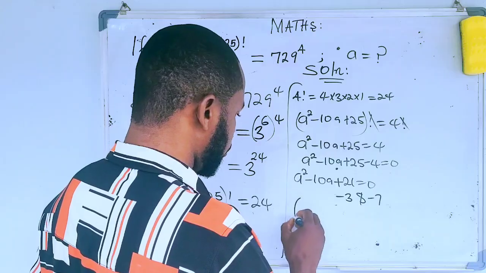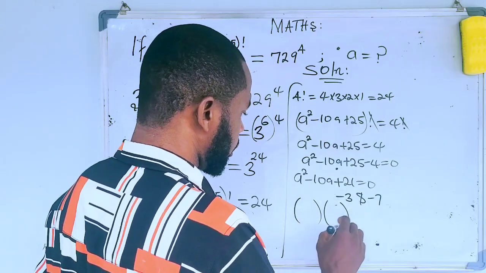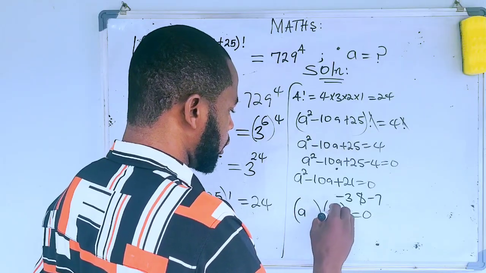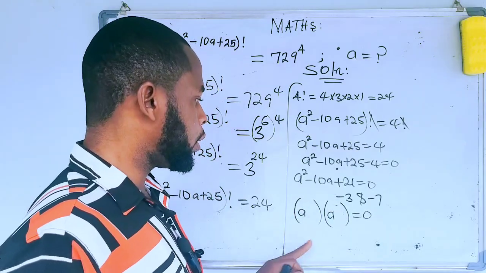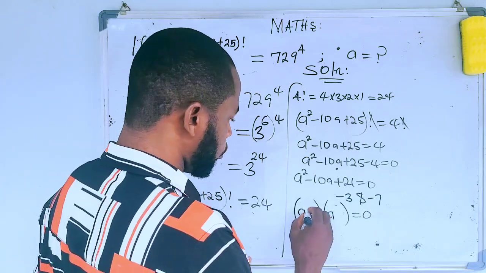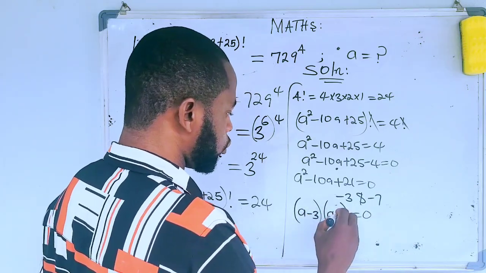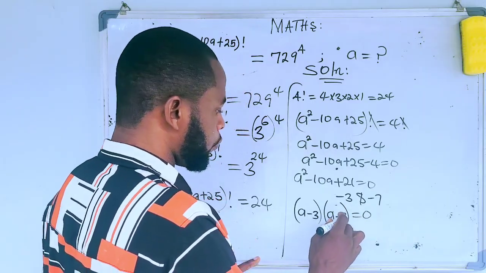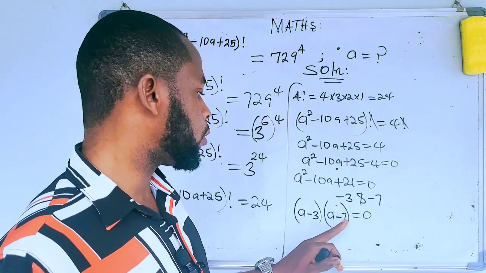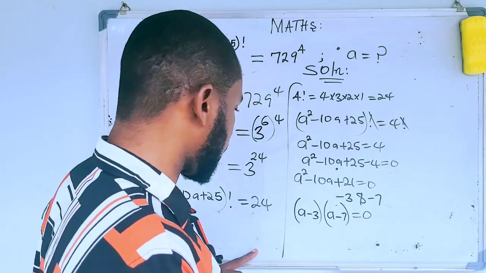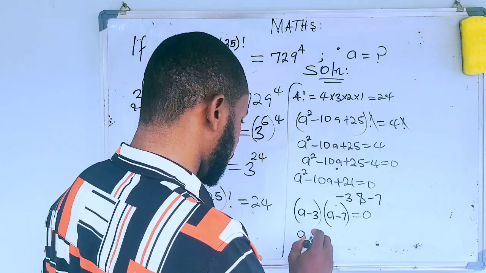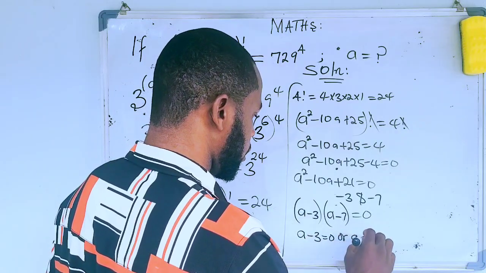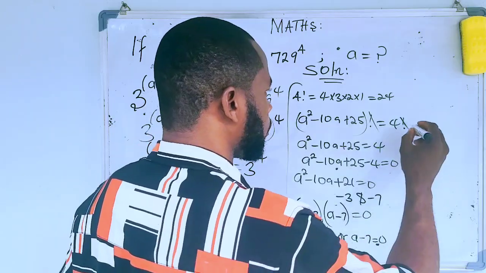Then open two brackets like this, equate it to 0. This is a square. Insert one a here and insert another one here. Then introduce each of these factors into each bracket. You can put minus 3 here, and you can put minus 7 here. Then it is either this equals 0 or this equals 0. Therefore, we have that a minus 3 equals 0 or a minus 7 equals 0.